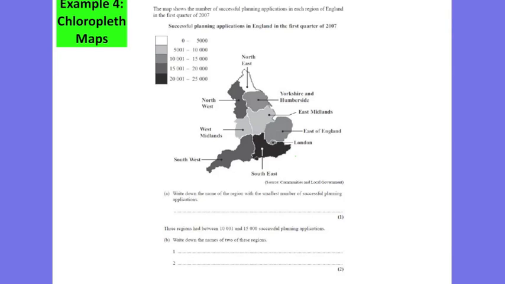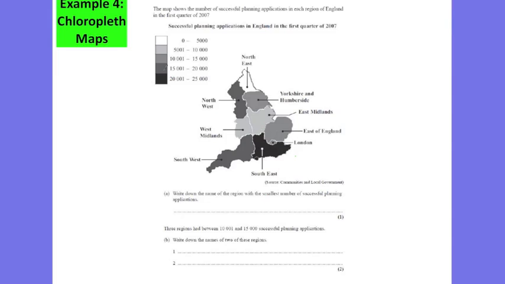Example number 4 here. Here we have a map that shows the number of successful planning applications in each region of England in the first quarter of 2007. Here we have our key, which is shown by different shades from white here through grey to the darkest solid black. We're asked to write down the name of the region with the smallest number of planning applications.